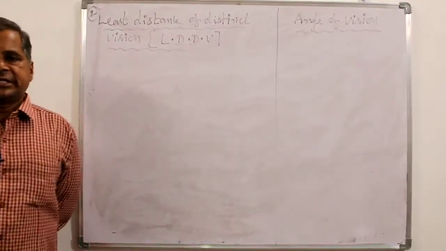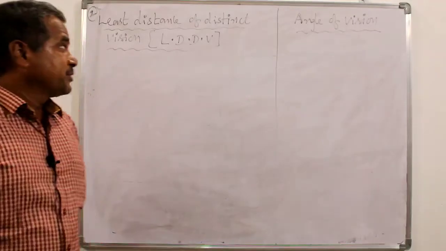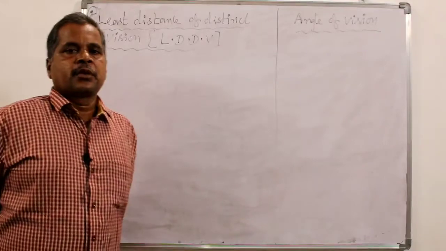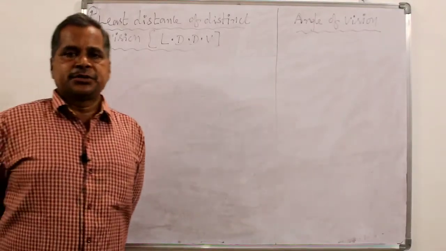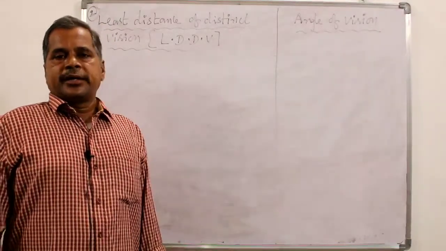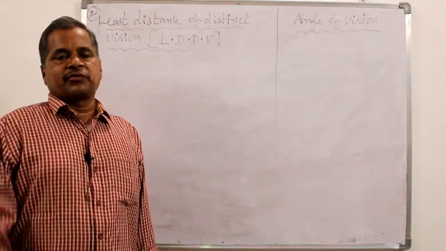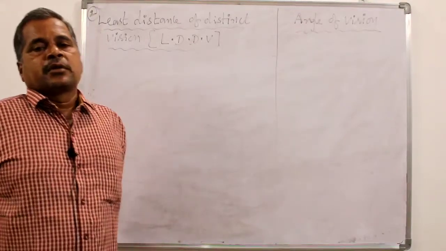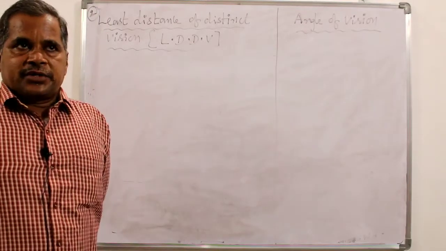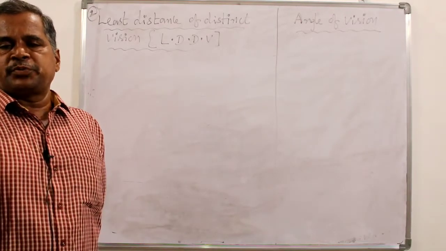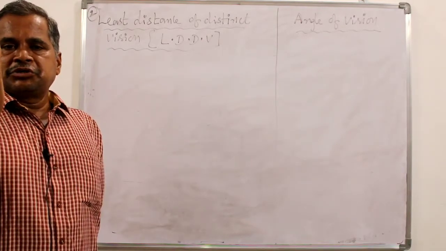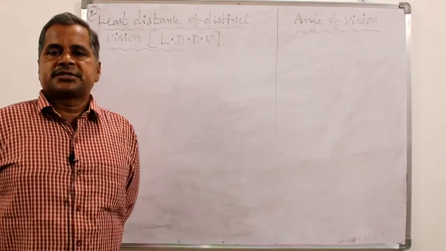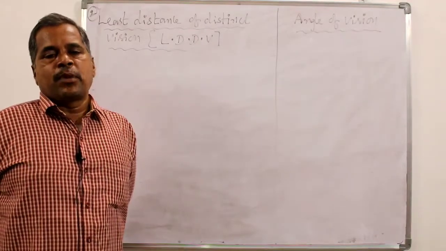Least distance of distinct vision. So what is meant by least distance of distinct vision? For example, take any newspaper or textbook, arrange it in front of your eyes and observe the letters in it. After that, move the newspaper or textbook towards your eye. What happens? The letters on the book get blurred.